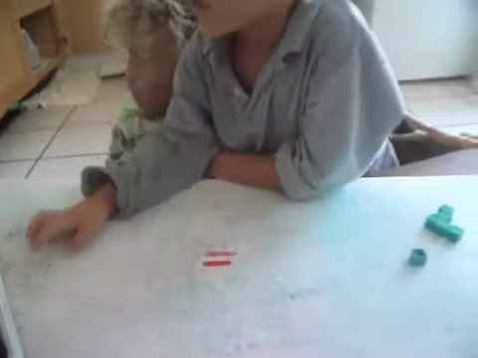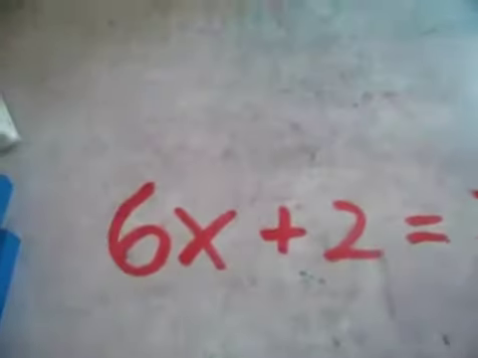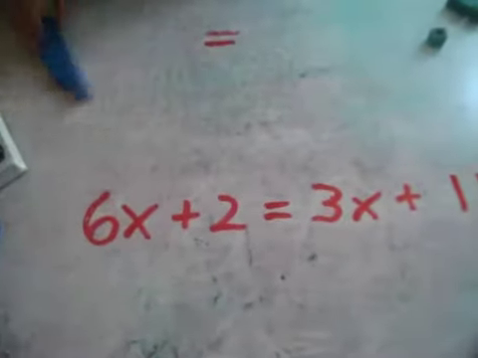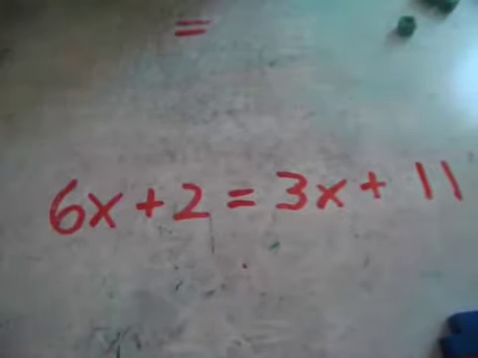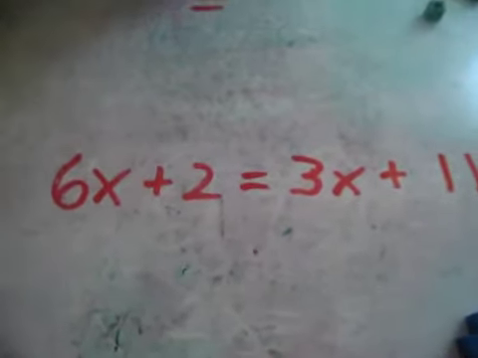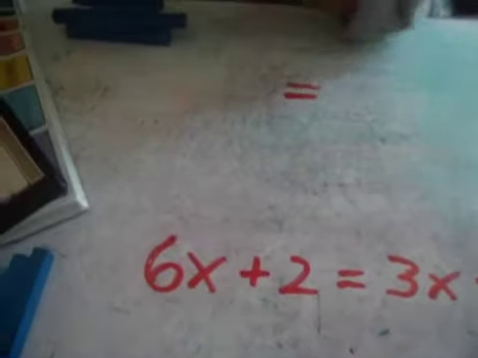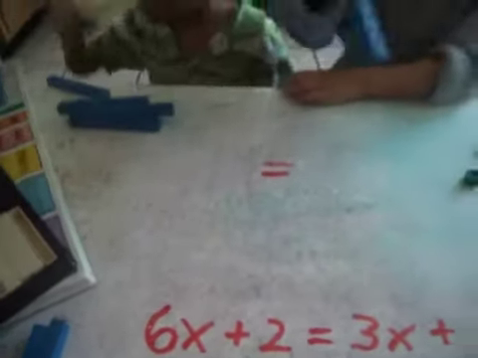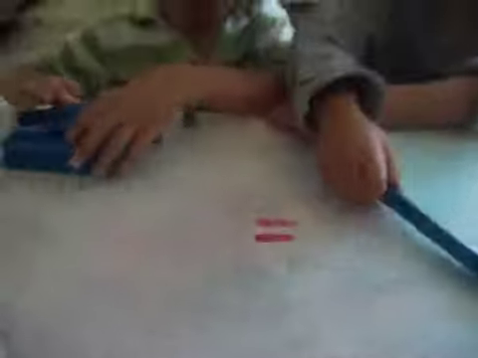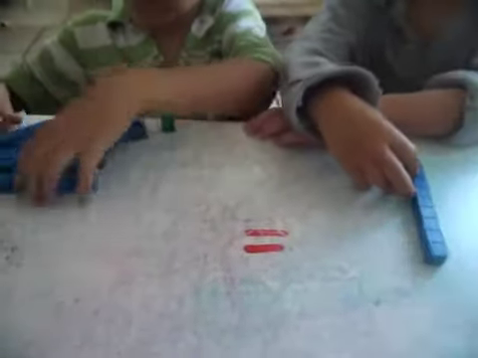You're doing a great job. Okay, so now we have the new problem: 6x plus 2 equals 3x plus 11. Because they're getting more confident, they want bigger ones. So, build it. Put what you need. Make sure you got the right numbers.